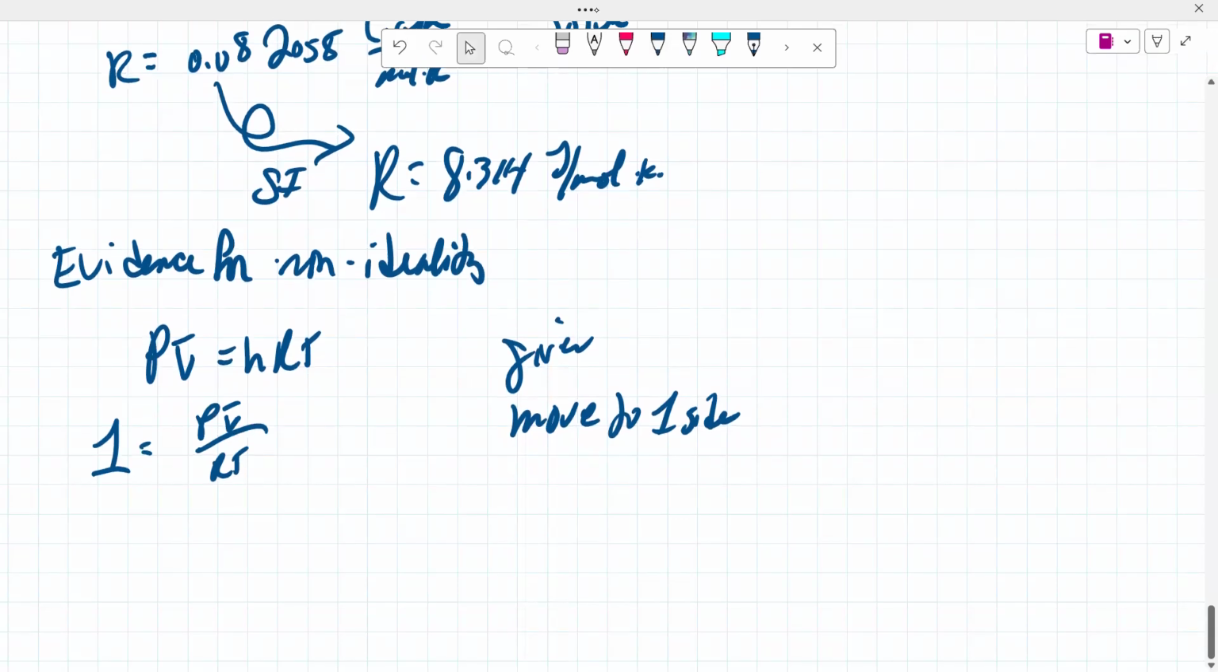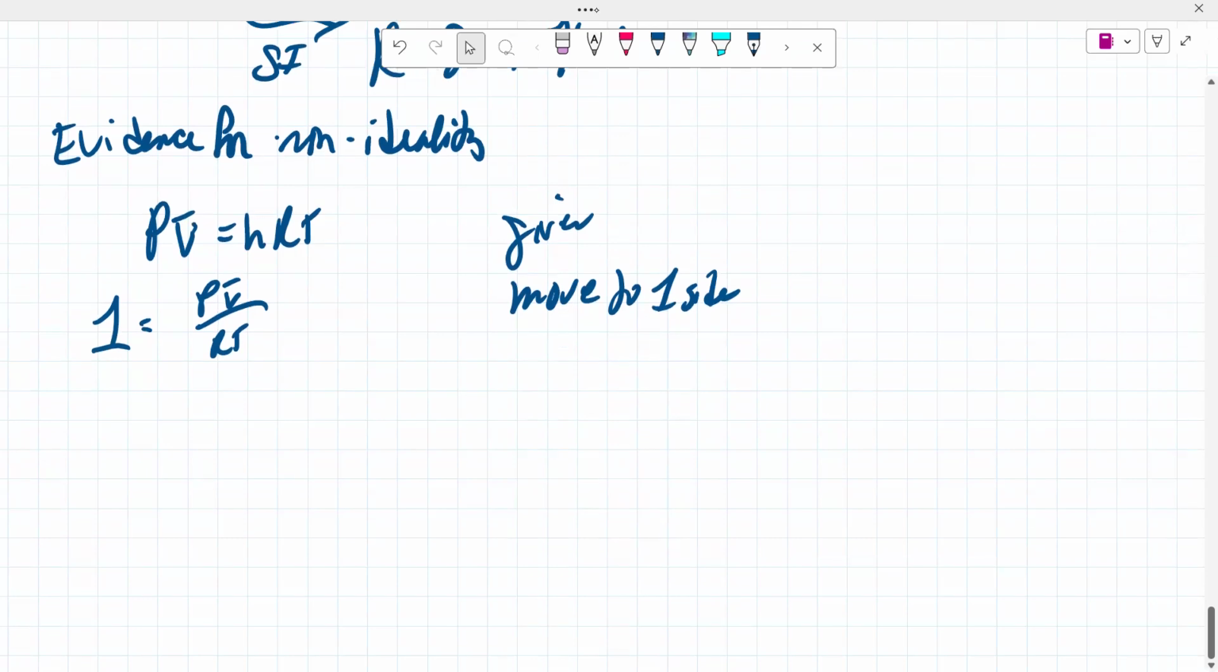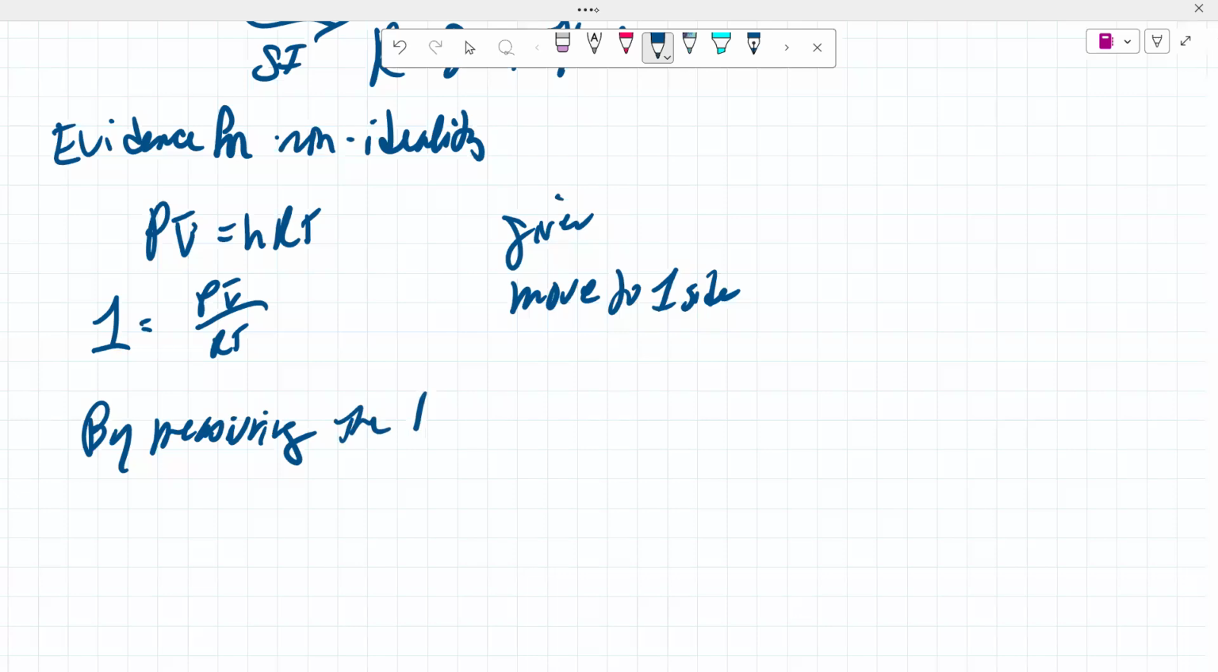I'm measuring a deviation. If PV doesn't equal RT for a real gas, then the non-ideality would be observed, right? So if this is how the ideal gas behaves, then we should be able to rearrange the equation and it should be equal to 1. But any change from ideality would deviate from the 1. And we can use this. So this will be the ideal gas equation.